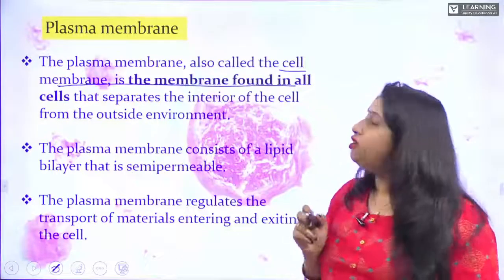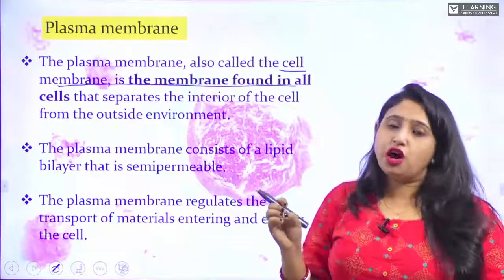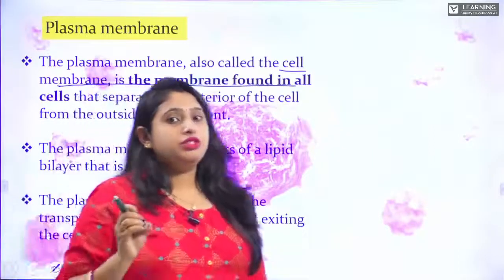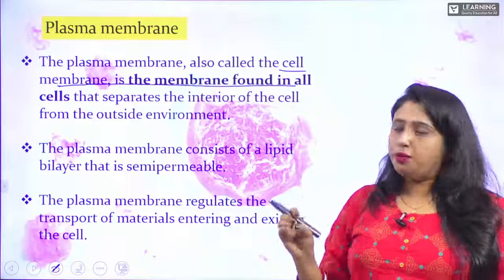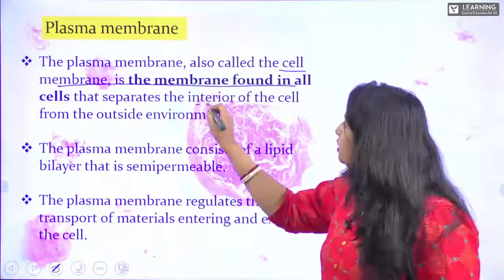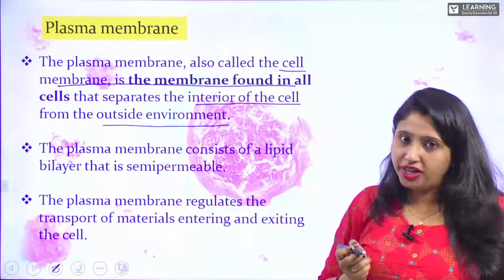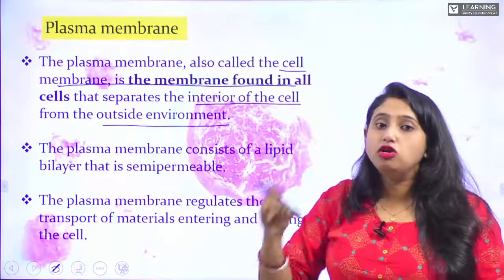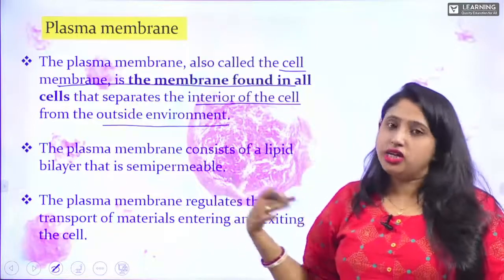It is found in all the cells. So this plasma membrane is found in all the cells, like in the plant cell, in animal cells, and in bacterial cells also; the plasma membrane is present. What it does is it separates the interior of the cell from the outside environment. It provides protection, and it separates the internal and the external environment.